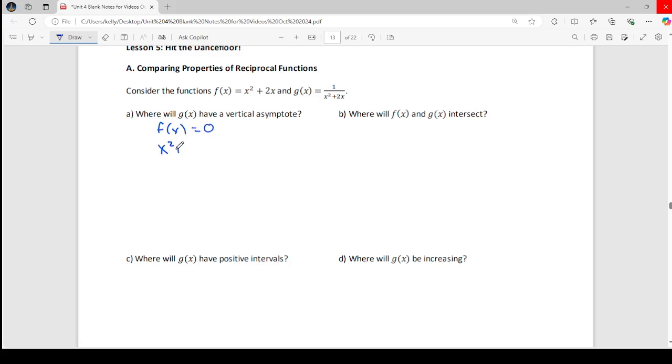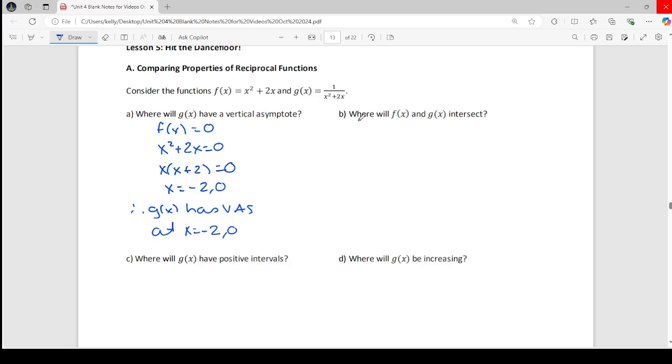So when is x squared plus 2x equal to 0? To determine that, we'll have to common factor out an x. So we'll see that it equals 0 when x is minus 2 or 0. So then g of x has VAs at x equals minus 2 and 0.